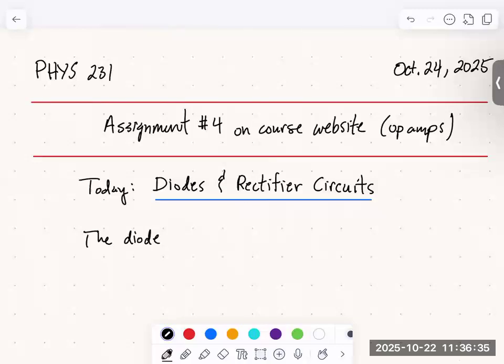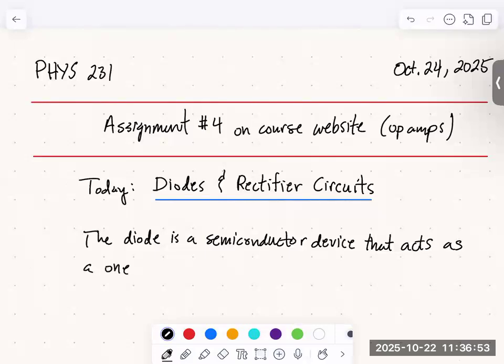The diode is a semiconductor device that acts as a one-way valve. That is, what it does is it passes current in one direction, but not the other.